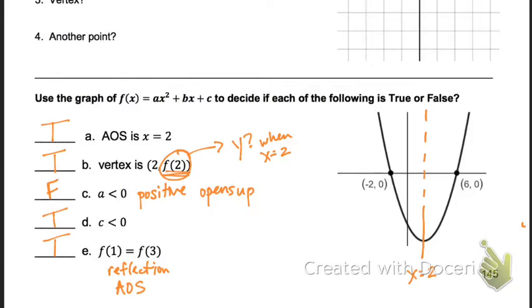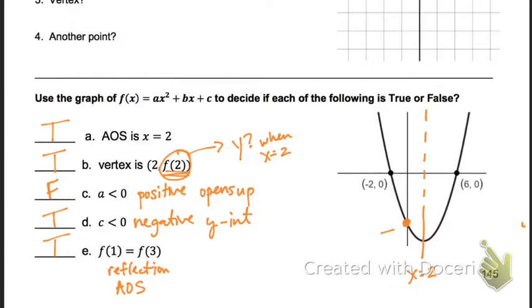Then C, A is less than 0. Well, it opens up, so that means we need to have a positive A value. So that would be a false statement. C is less than 0. Well, I have a negative y-intercept. So that would be true. So that makes C less than 0.